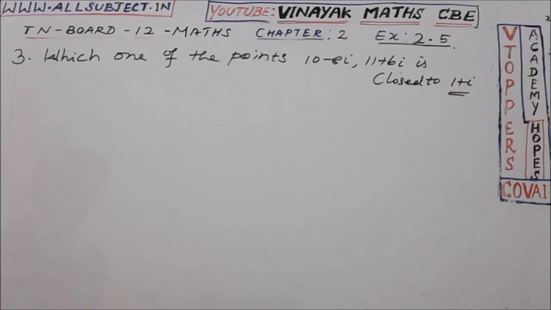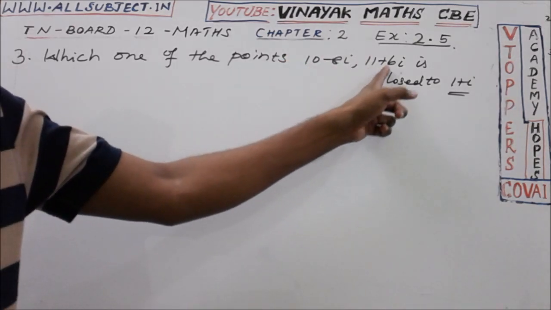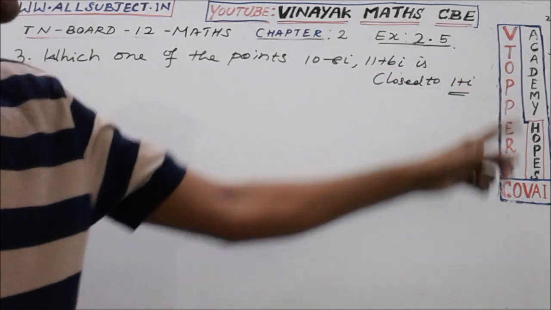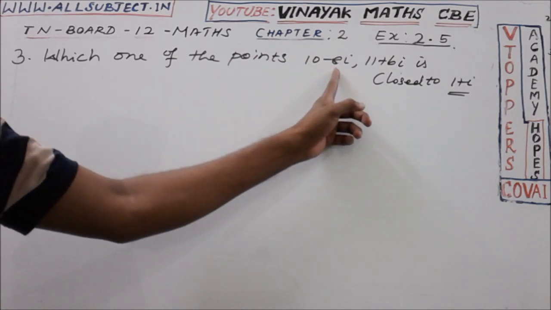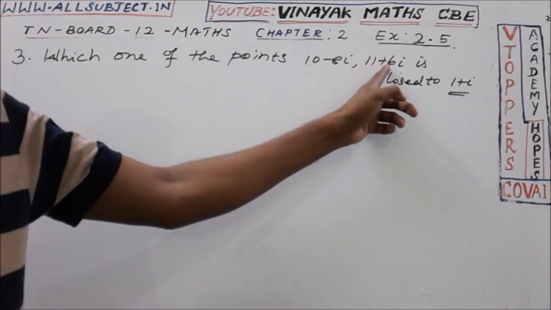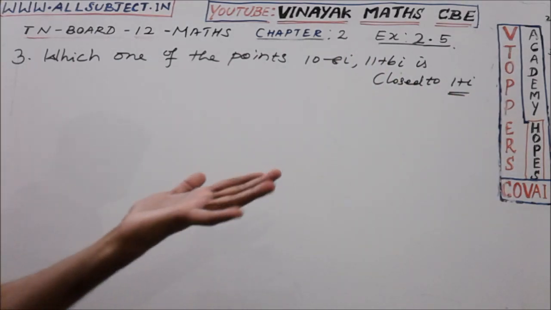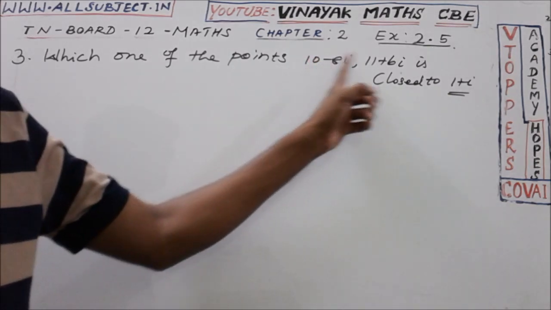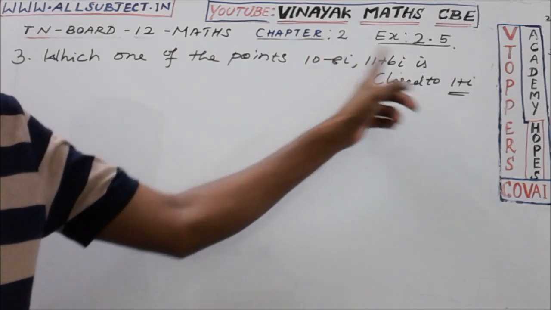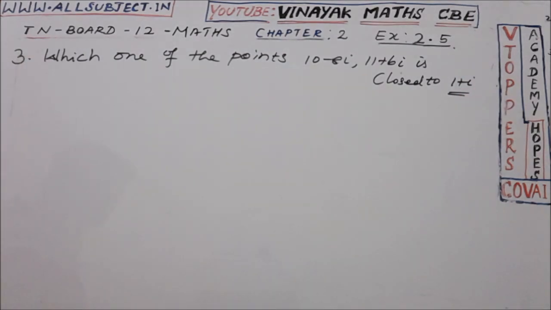Question number 3. Which one of the points 10 minus 8i, 11 plus 6i is closest to 1 plus i? We should find whether 10 minus 8i or 11 plus 6i is closest to 1 plus i. So how can we prove this? To prove this, just calculate the distance between the points 10 minus 8i and 1 plus i, then 11 plus 6i and 1 plus i. The minimum value gives the closest distance.